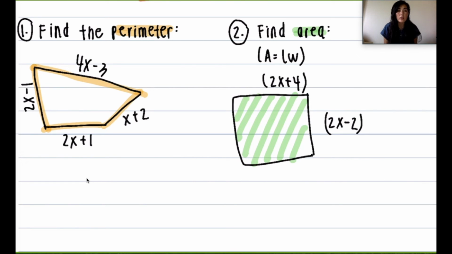All right, guys, so here are your two examples for you to try. One is a perimeter question, and then one is an area question. All right, I'll fast forward through this so you can see the steps, but then also so you can check your answer.